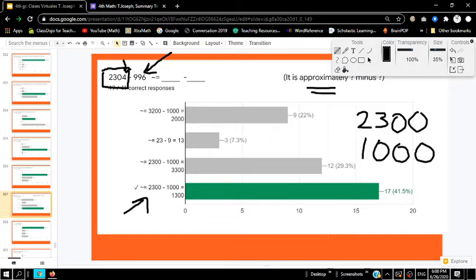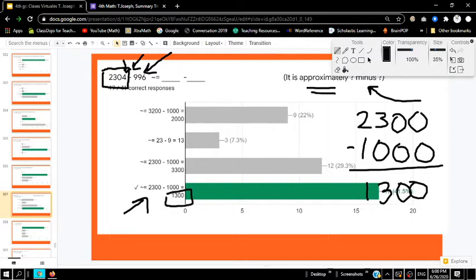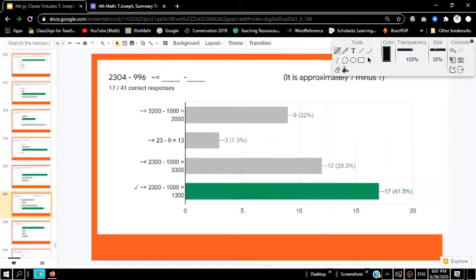Now, since we are subtracting, or in this case it says minus, we're going to subtract these two numbers. 2,300 minus 1,000 is 1,300, which is that answer right there. Okay? The rest of those answers were not close at all. So there you go, there's your explanation.